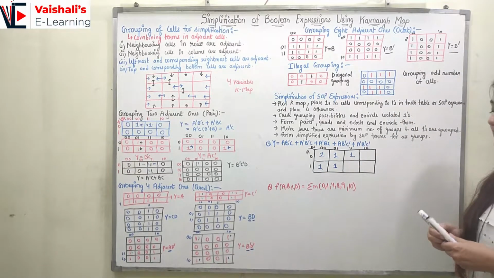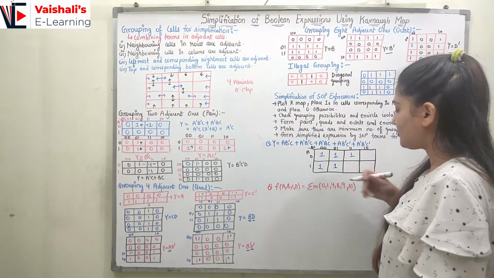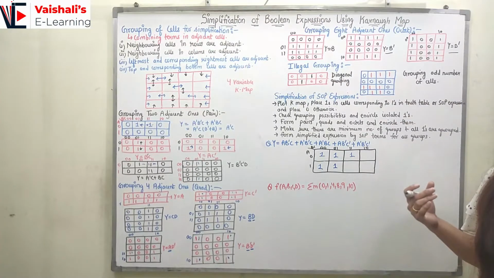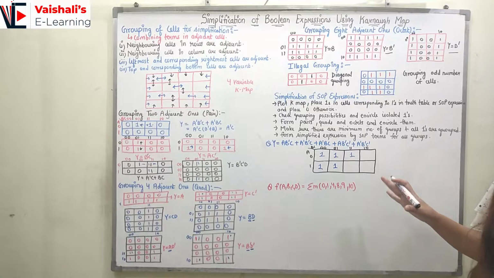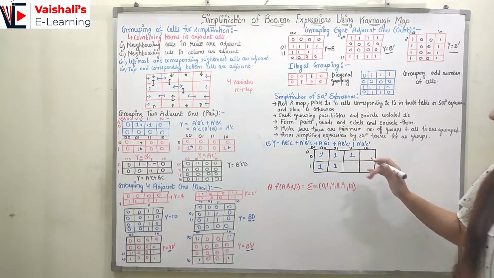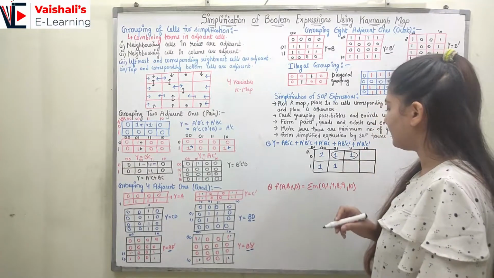Now I have to make the grouping, right? So which all grouping can I have? First of all, we have to encircle isolated ones. There is no isolated one, so now we have to move to the next step. First of all, I have to make the pairs, right? So this can be made in a pair, right?